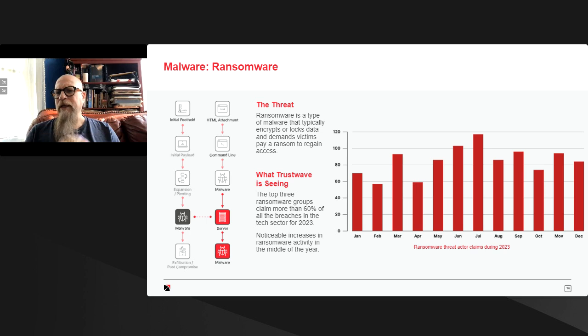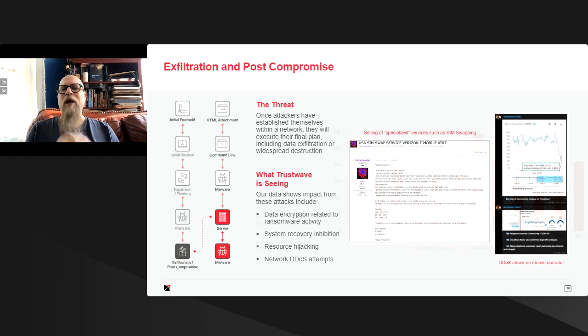And just a note on this, I'll cover that in the next slide. Exfiltration and post-compromise. So again, when the data is exfiltrated, it can be used for extortion. That's the primary method we see being used.